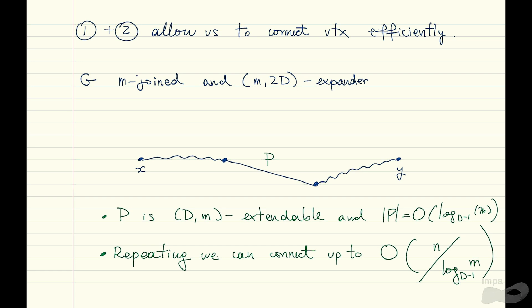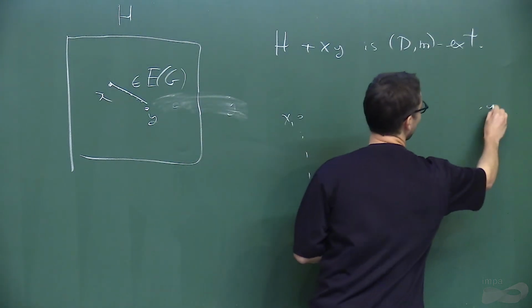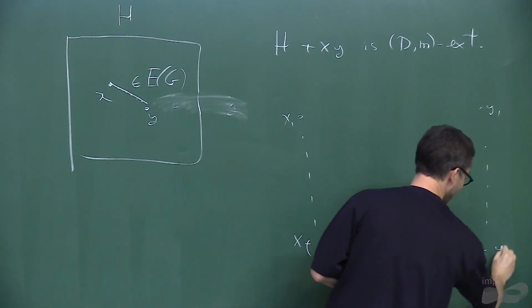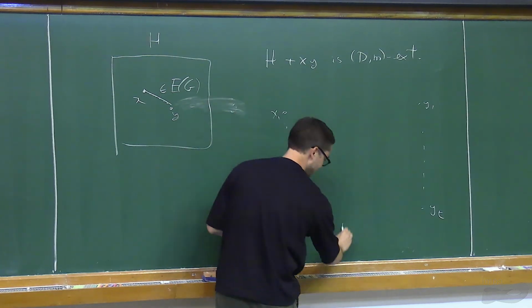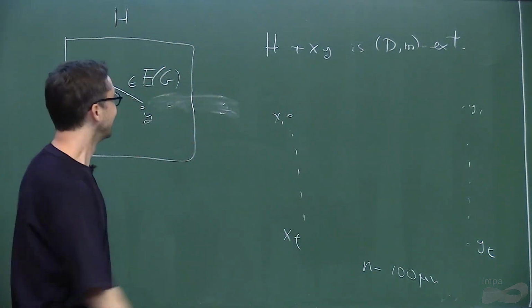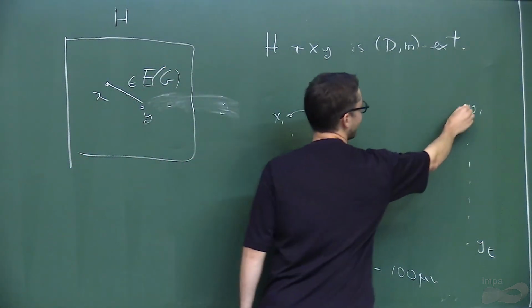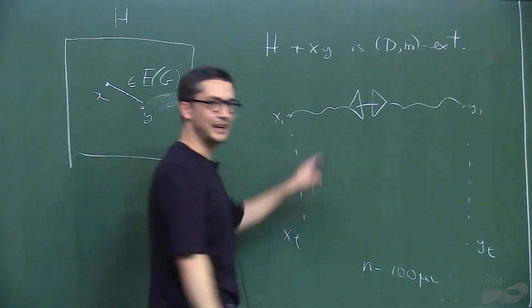OK, so we have x1 up to xt, y1 up to yt. That was all the vertices, and almost all the vertices, let's say n minus 100 mu n for some small mu. OK, I find this path. I do this, I find this edge. And this is my first path.